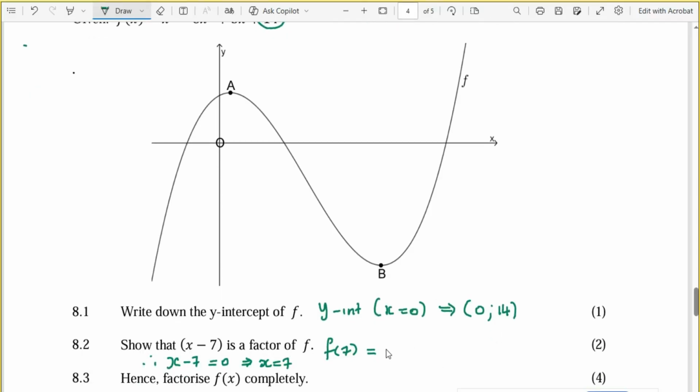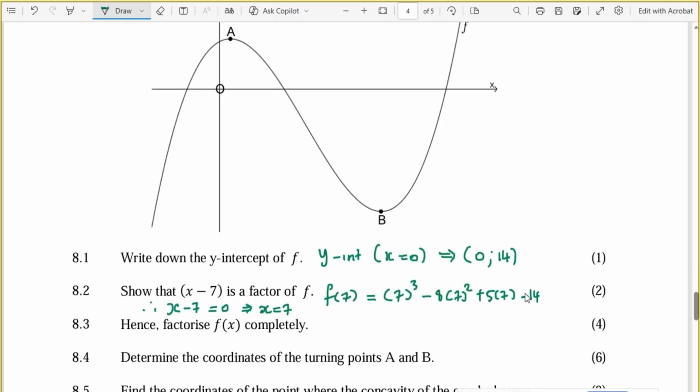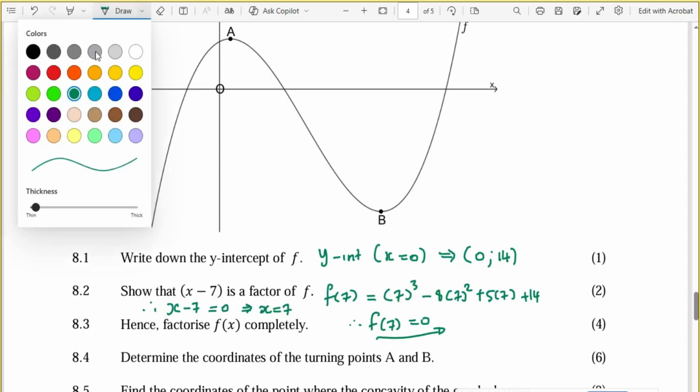So from f at x, I'm going to say this is 7 to the power 3, then minus 8 into 7 squared, then plus 5x, then plus 14. If you get 0 here, then x minus 7 is a factor. Therefore, f at 7 should give you 0. So since it's 0, then we can say it's a factor. You understand?